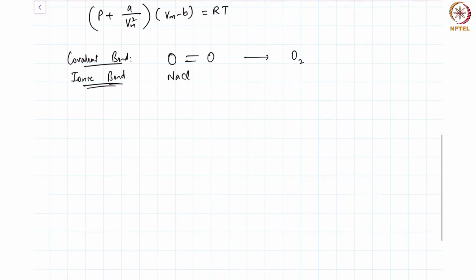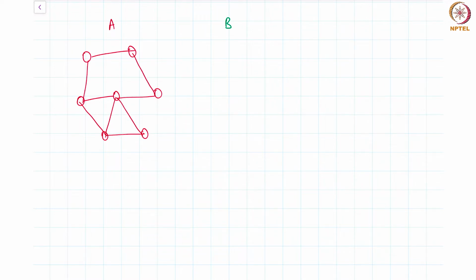Now, let's consider a very simple situation. Let's consider two molecules. I'll call them A and B. So molecule A is, let's say, a bunch of, is shown like this. This is a very simplistic drawing, of course. Let's say this is molecule A, and we have molecule B here.